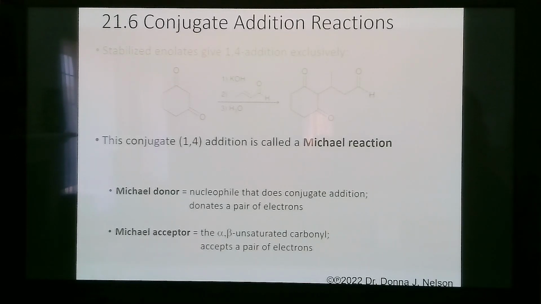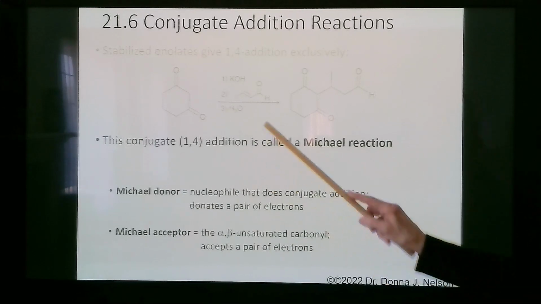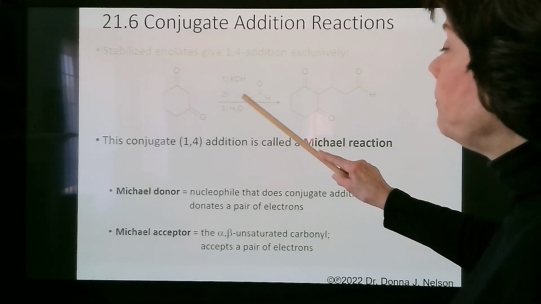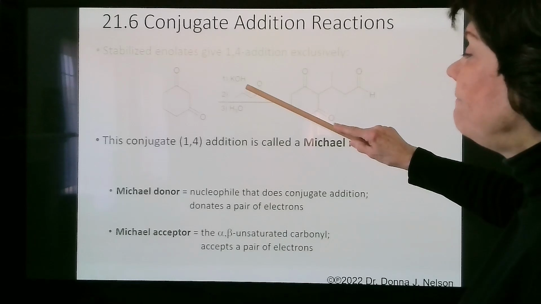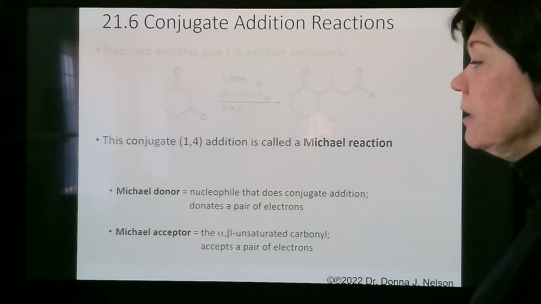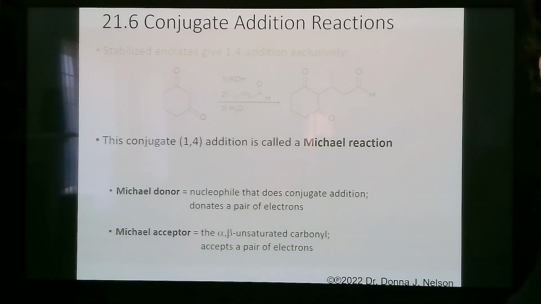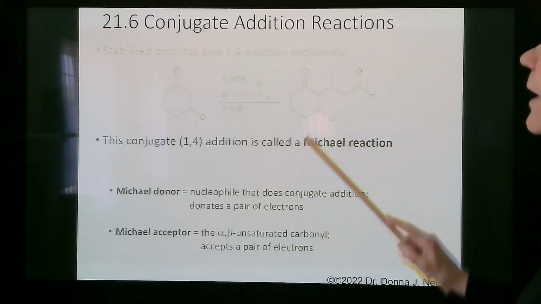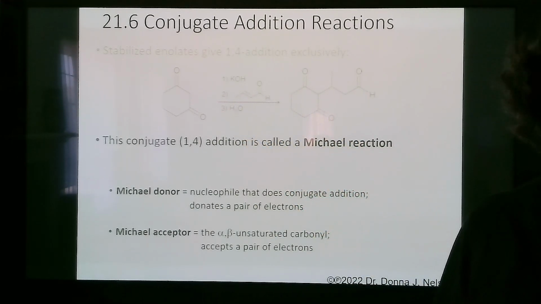So this conjugate 1,4 addition is called a Michael reaction. This is called conjugate addition, when you have this addition at the beta position or addition at the 4 position, or you can call it 1,4 addition. So there are a lot of different ways to describe this, a lot of new terminology to learn just about this type of addition, but they all mean exactly the same thing. So you just have to become familiar with that different terminology.